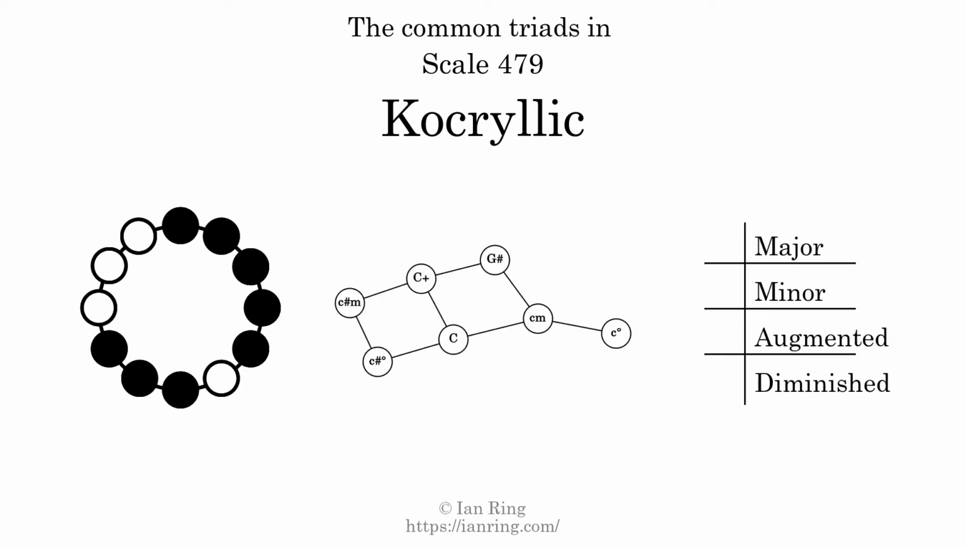The diagram in the center is a graph of parsimonious voice leading between triads. There are 2 major triads. There are 2 minor triads. There is 1 augmented triad. There are 2 diminished triads. Here is a Hamiltonian path of parsimonious voice leading that uses all the triads.